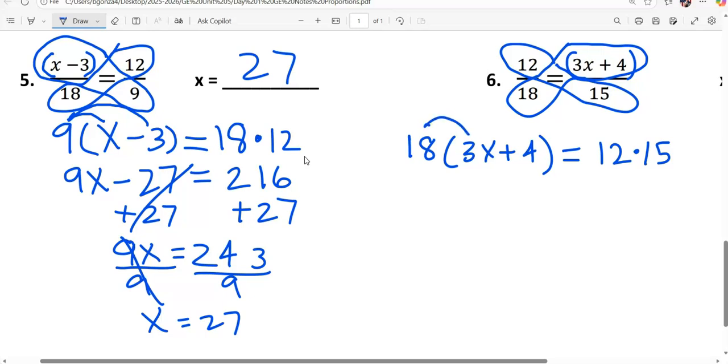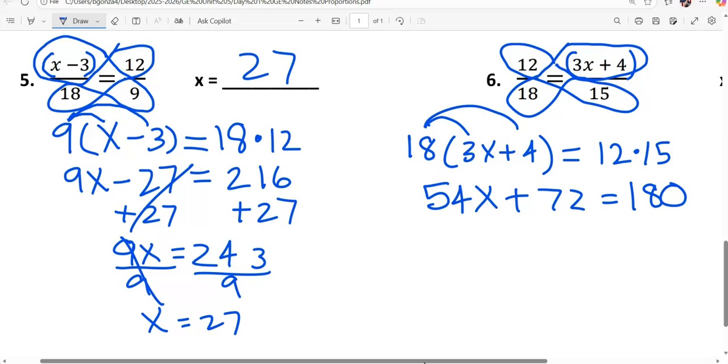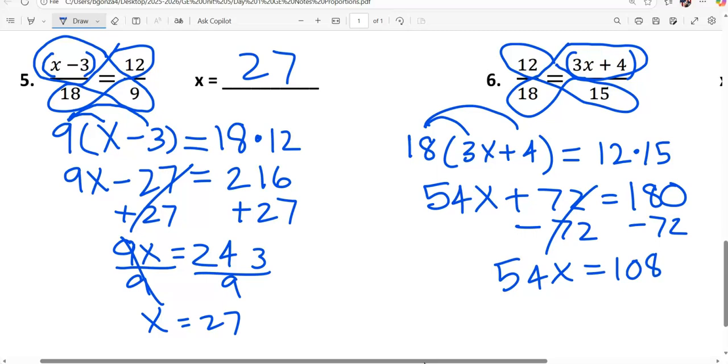So 18 times 3x, 18 times 4. So this should be 54x. And then plus 72 equals, and then 12 times 15 is 180. Get rid of the loner, positive 72, by subtracting 72. You get 108. Divide to get rid of the coefficient, and you should get x equals 2.